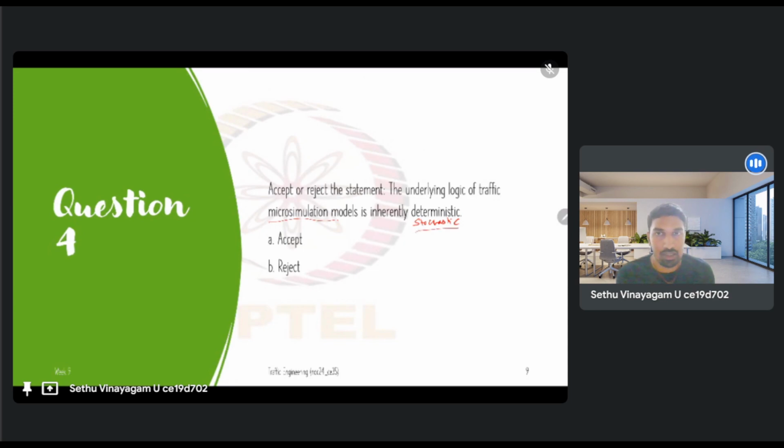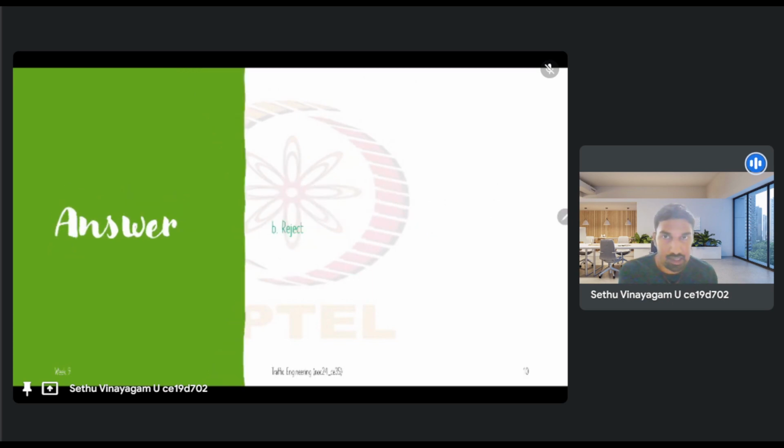Like that, the different logics in the model will also have their own distributions, which will be calibrated for the different field settings, but it is not deterministic. Therefore, we reject the given statement.